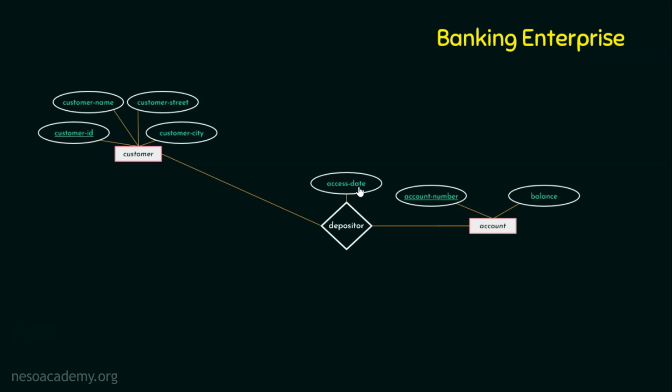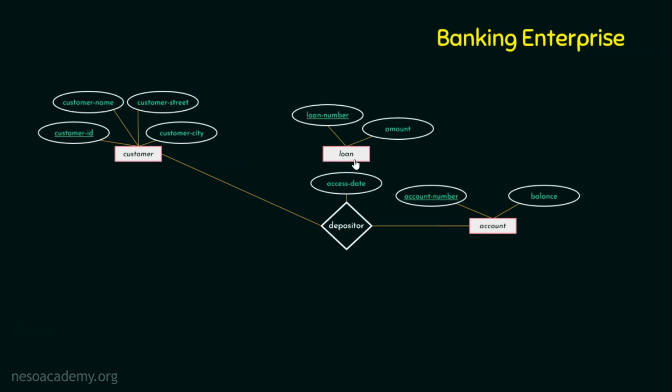It means this is an attribute associated with the relationship table or the relationship set. We are done with the depositor relationship. Will customer have only depositor relationship with the account? He or she might have borrowed a loan from the bank. Then comes the loan entity. And this loan entity has attributes such as the loan number and amount.